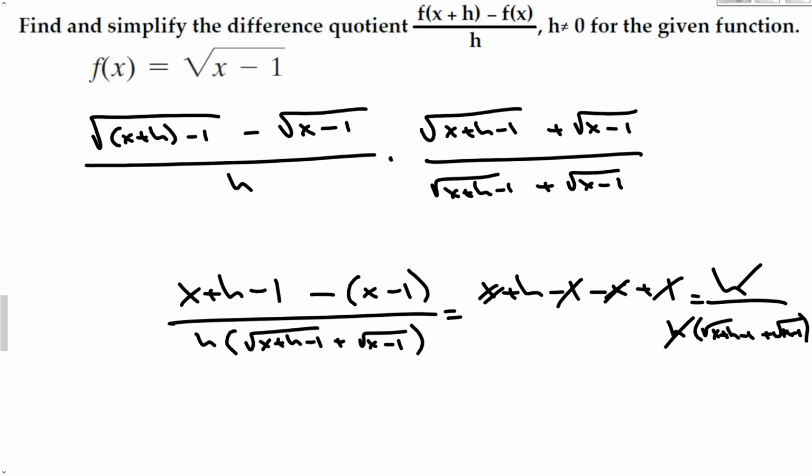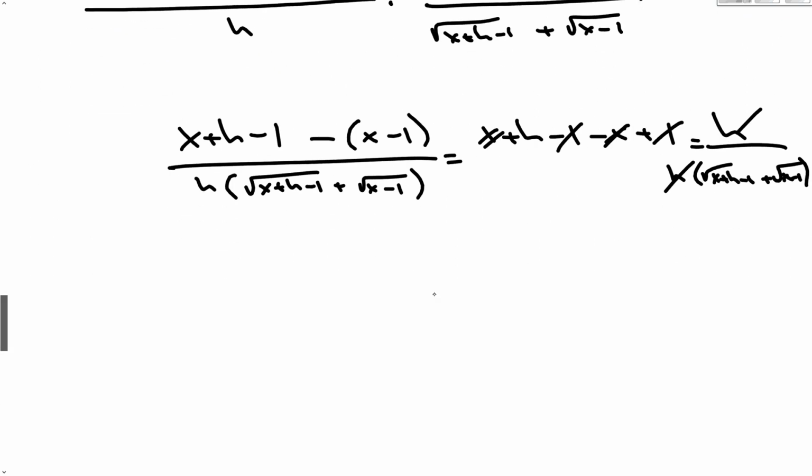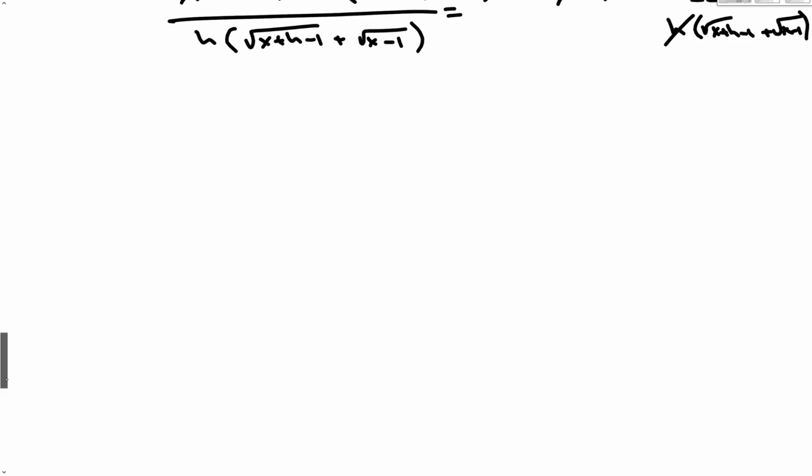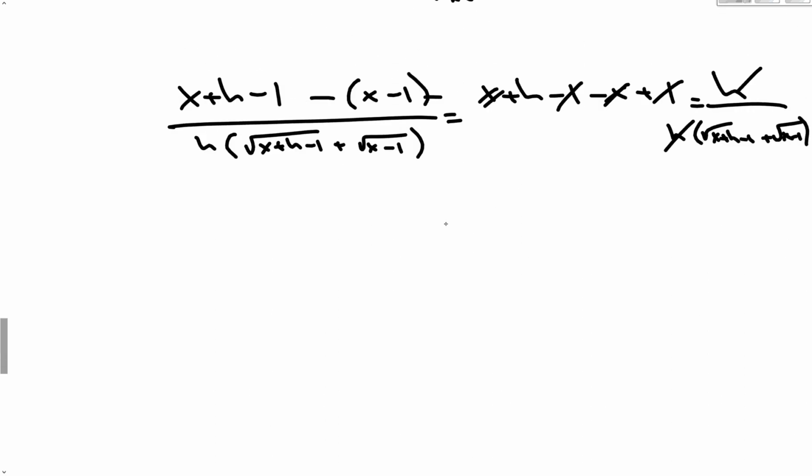The point is that those two h's now can cancel, and I'm left with my difference quotient of 1 over the square root of x plus h minus 1 plus the square root of x minus 1. And now if I wanted to plug in 0 for h, which we're going to do later, I now have an expression that actually makes a little bit more sense and is not undefined. Okay.